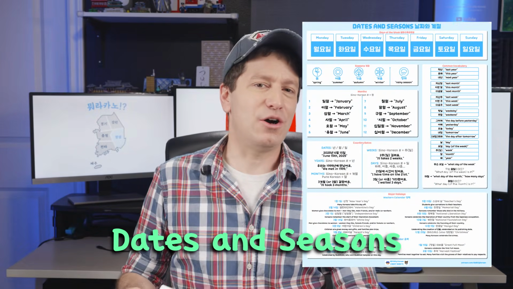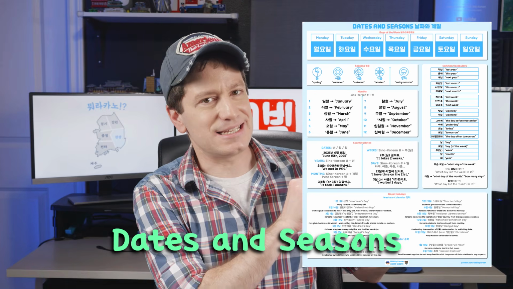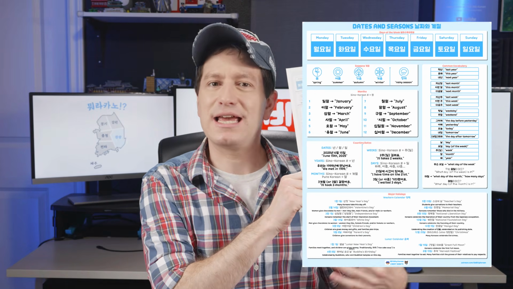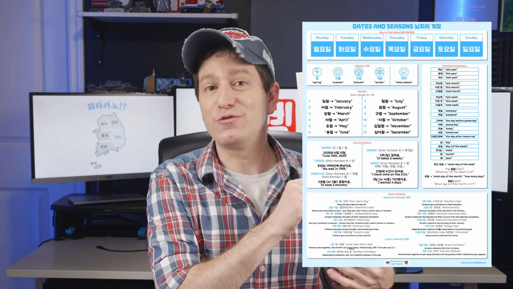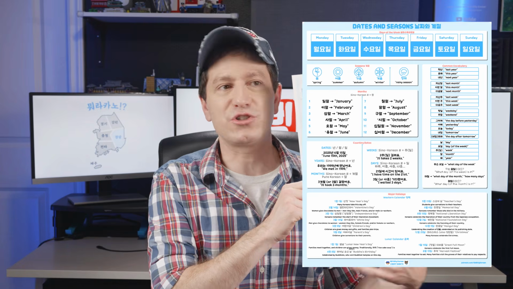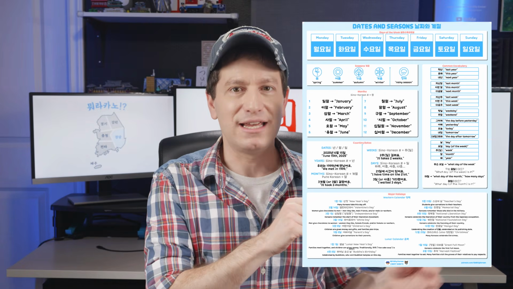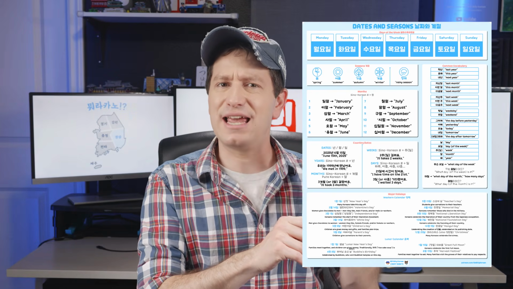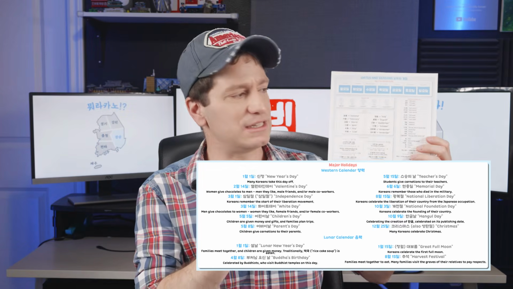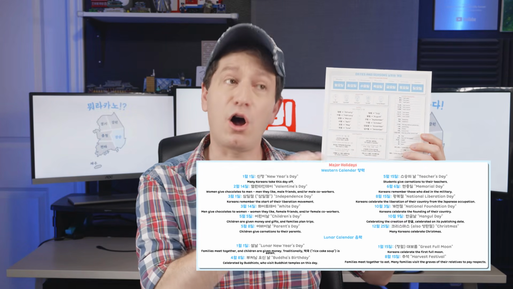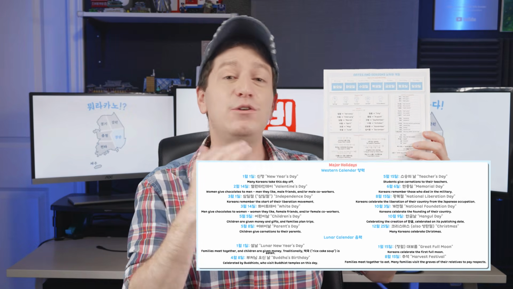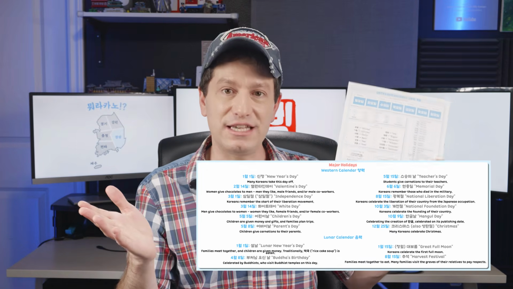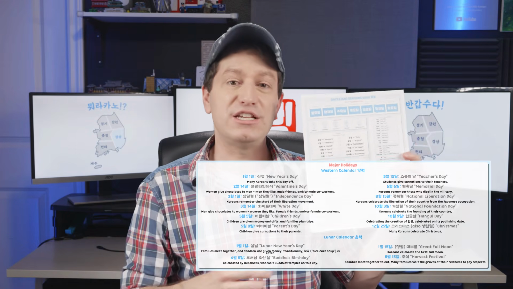Next is a cheat sheet all about the dates and seasons. It covers all the days of the week, the names of the months and seasons, and a bunch of common and essential vocabulary that you're going to use when you're talking about or asking about the date. It also teaches how to count years, months, weeks, days, and there's an entire section at the bottom which lists all of the most important holidays in Korea, both on the Western calendar and on the lunar calendar, which can change every year, with a short summary of each holiday.